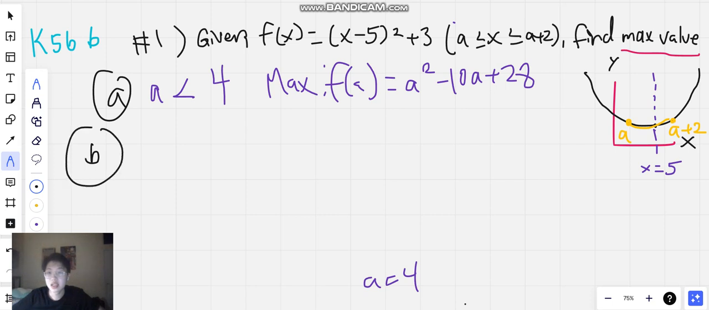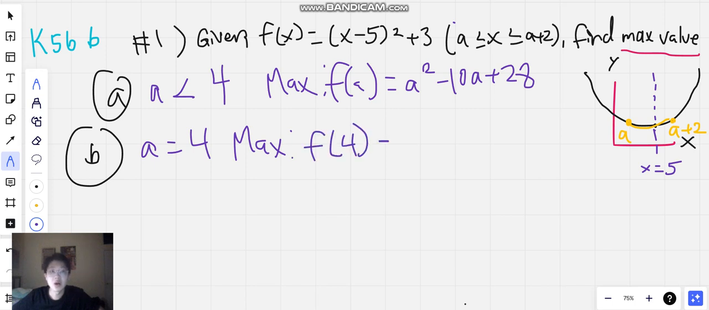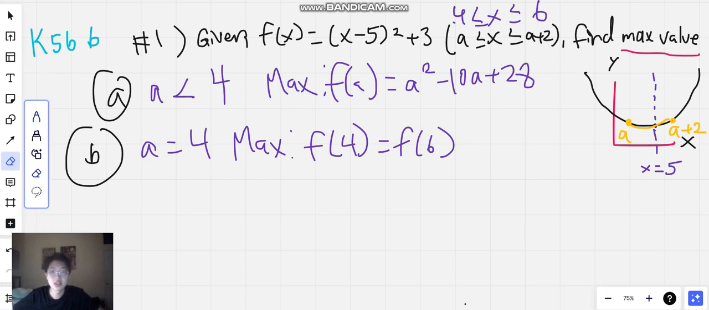And the second inequality, where we get a different maximum value, as we saw, was when f of a was equal to f of a plus 2. And that was when a was equal to 4. That's the special value of a that we got. So as long as a is equal to 4, we can say the maximum is at f of 4, which is also equal to f of 6. Because if I plug a equals 4 in here, I get 4 is less than or equal to x, which is less than or equal to 6.